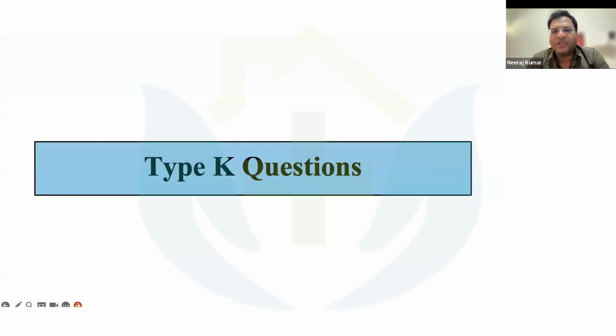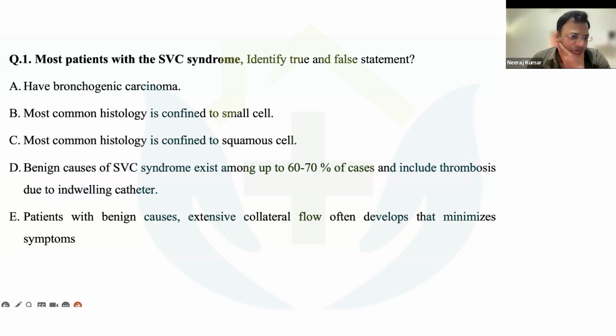First of all, I will start with Type K questions, in which the first question is about superior vena cava syndrome. Most patients with SVC syndrome, you have to identify the true and false statements. There are various fact-based questions which I have taken from the latest edition of Irwin and Rippe. A few of the questions have been taken from journals, and a few from other textbooks of critical care medicine.